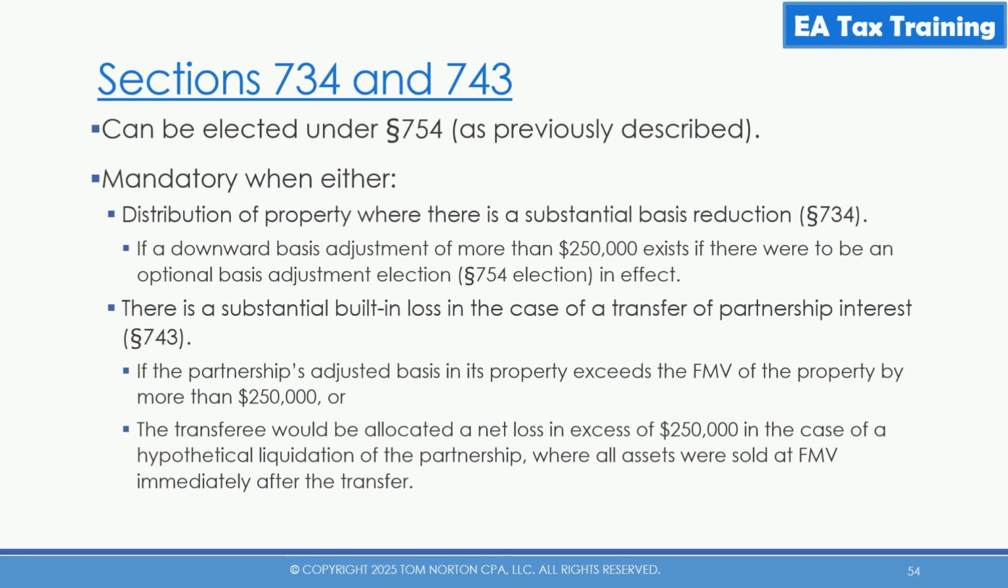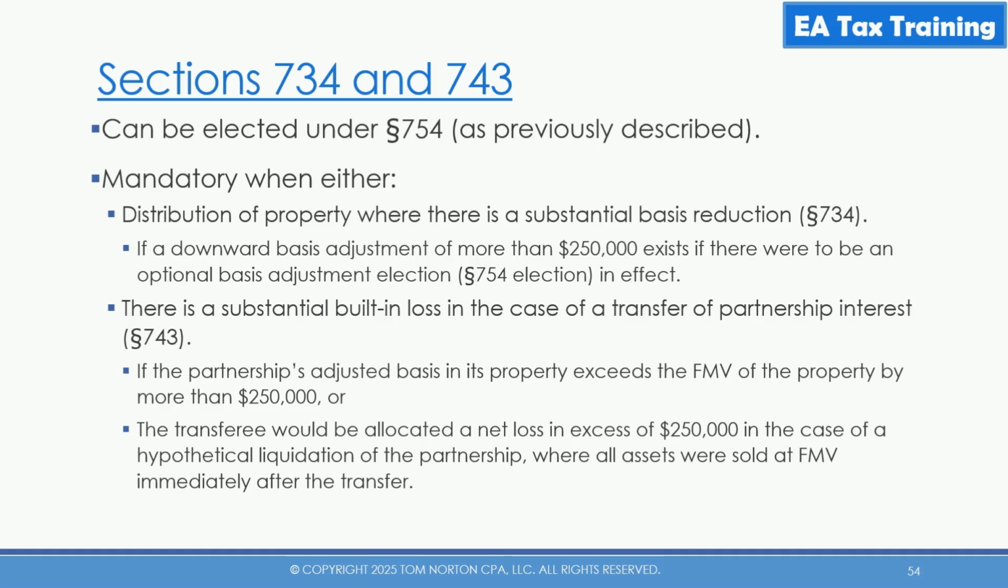As we said, it can be elected under section 754. And in general, if you don't elect it, then these sections do not apply. However, there is this exception. It is mandatory to use these sections and to make these basis adjustments if, when there's a distribution of property, there is a substantial basis reduction. What does that mean? If there is a downward basis adjustment of more than $250,000, then you have to adjust the basis, even if you did not make a Section 754 election.